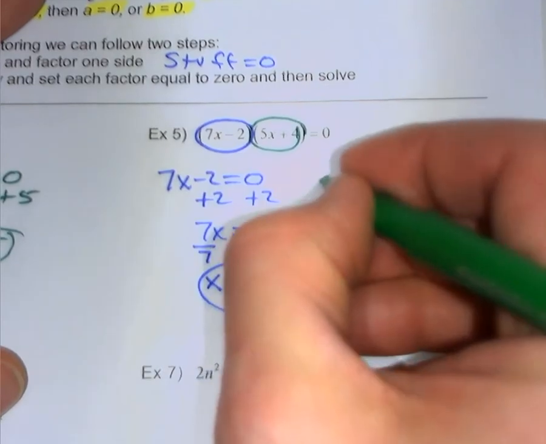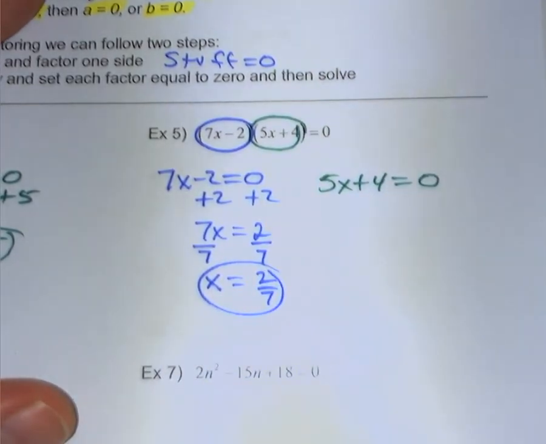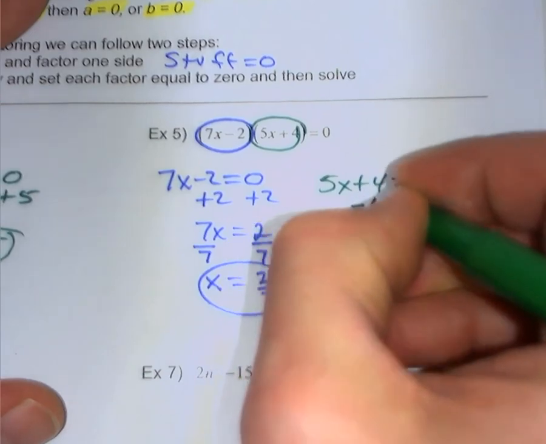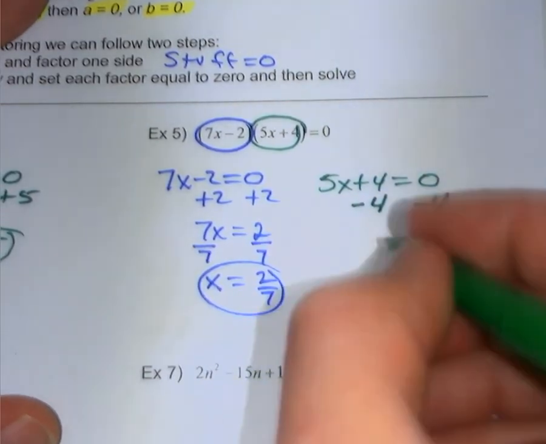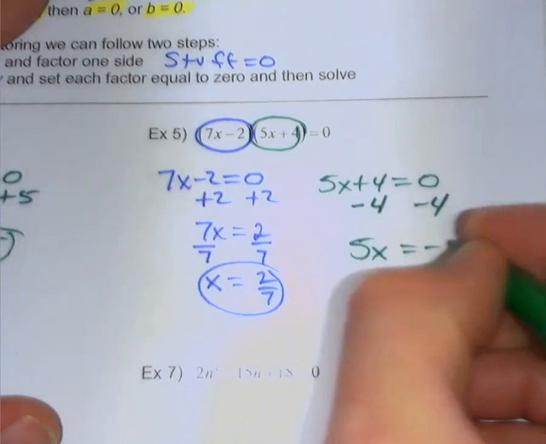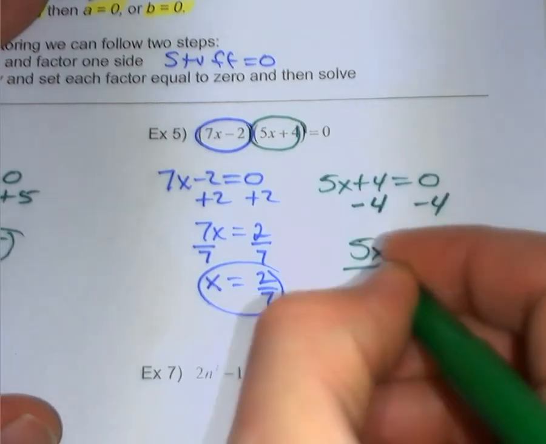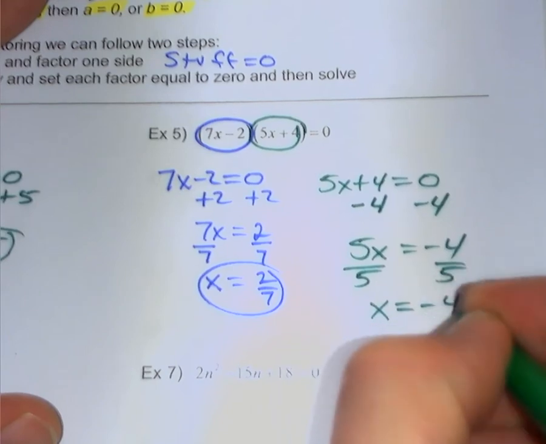Just take 5x plus 4 and set it equal to 0. And then it's just basic linear algebra that we learned in first semester. Move this guy over using subtraction. And we get 5x equals negative 4. Am I done? What's my last step? Divide by 5. And I get negative 4/5.